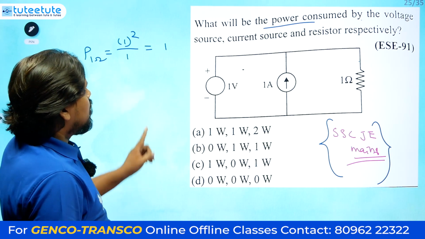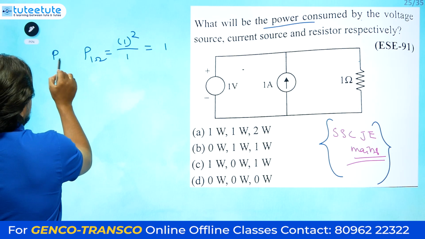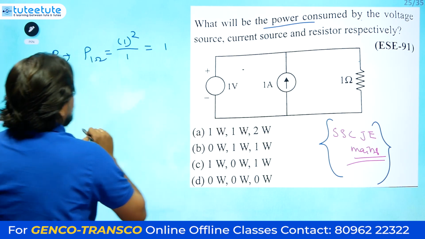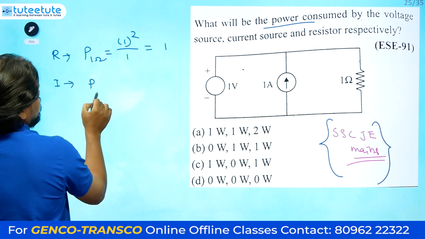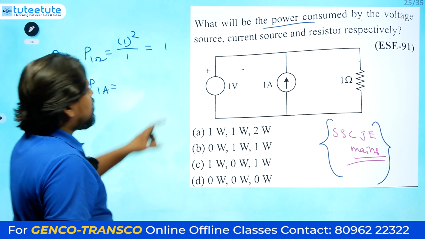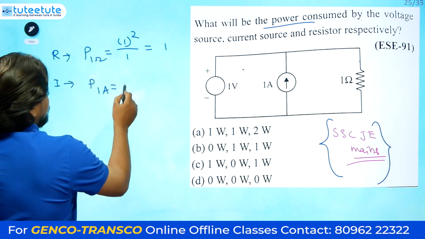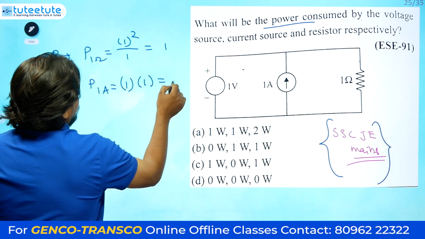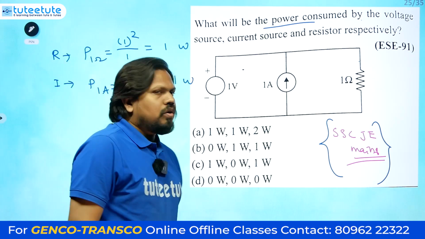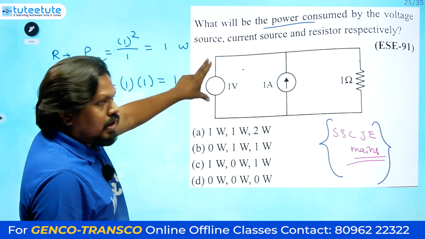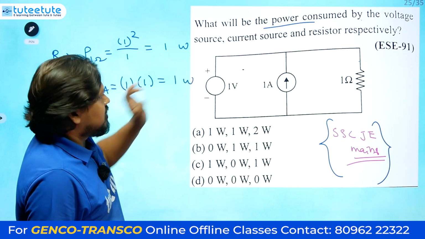So the first one, the resistor, we got. Next we see the current source. The power in the 1 ampere current source is the voltage across it, 1 volt, times the current, 1 ampere, which equals 1 watt. This we also know. Now the third one: what is the current in the voltage source? That's what we need to understand.